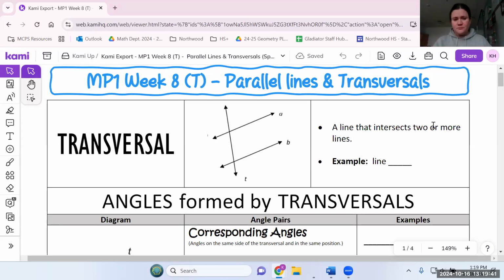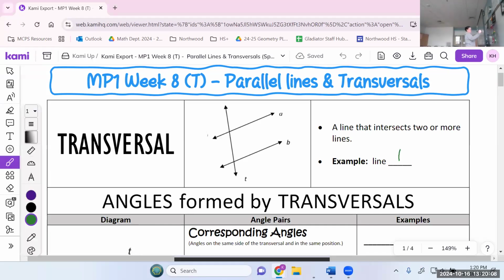So for example, which of these are the transversal? We've got A, we've got B, we've got T. I'm going to stand at the board to do this. A and B are your parallel lines, so those are not it. It's the other one, it's T. So in this case, our example is line T. That's going to be your transversal. Trans means crossing.